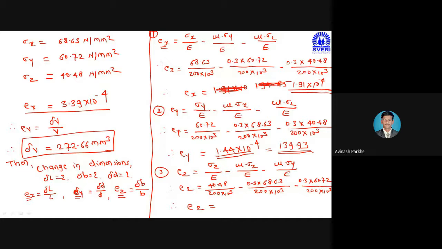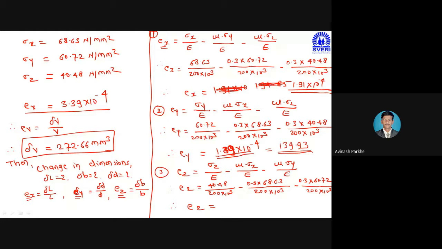Yes, 1.39 into 10 raised to minus 4. Instead of 1.44, I will consider 1.39 into 10 raised to minus 4. This is the correct answer for the epsilon y. Epsilon y value, 1.39 into 10 raised to minus 4. This is correct. Then find out the epsilon z.